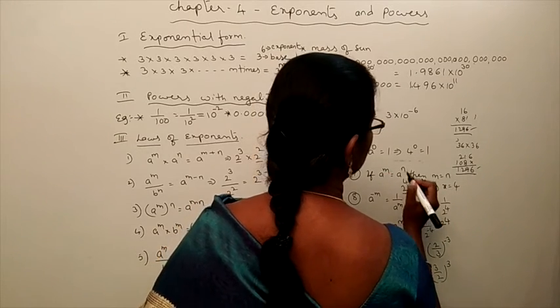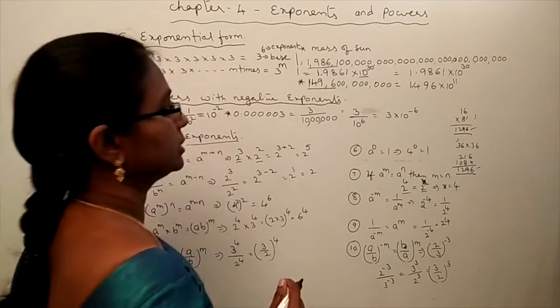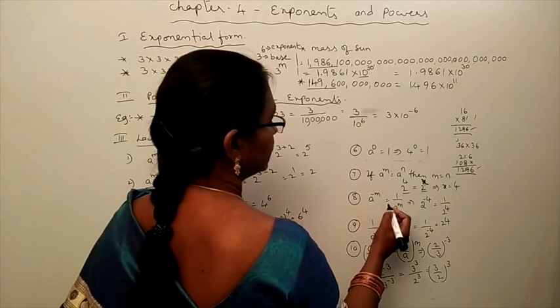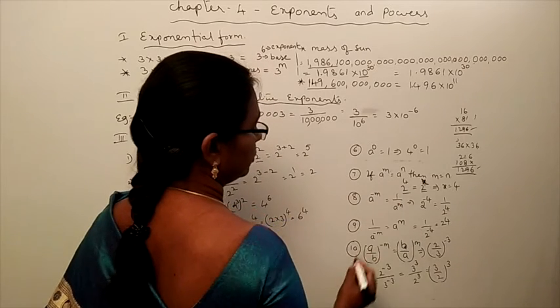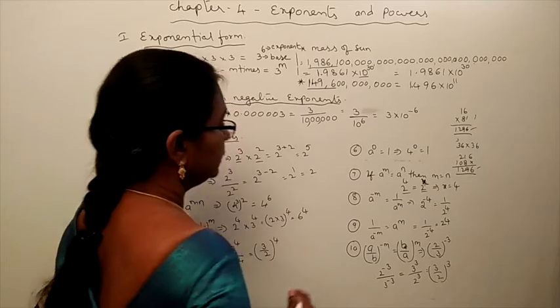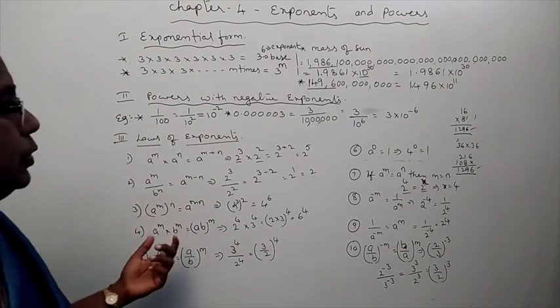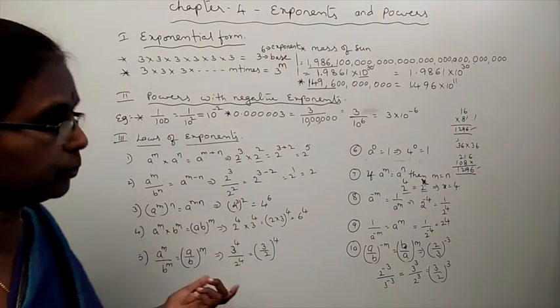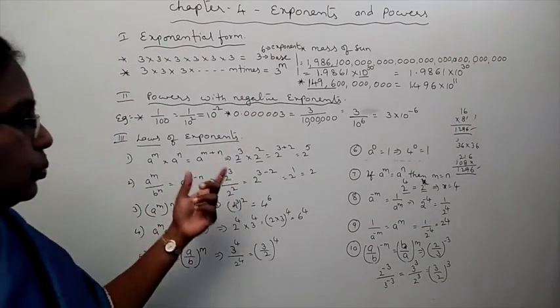Suppose 2 to the power of 4 is equal to 2 to the power of x, then automatically x is equal to 4. A to the power of minus m is equal to 1 by a to the power of m. 1 by a to the power of minus m is equal to a to the power of m. These are the laws of exponents. Then how to write in exponential form with the positive powers and negative powers we learn.